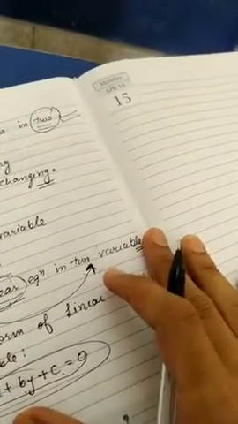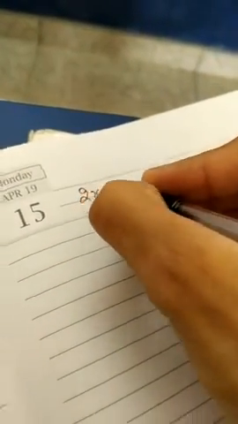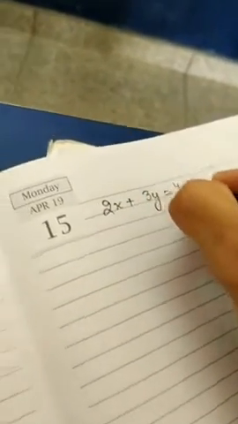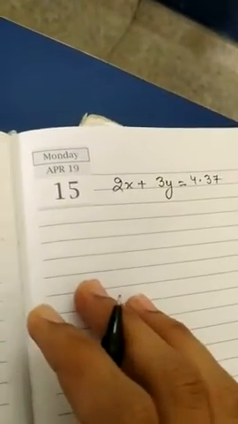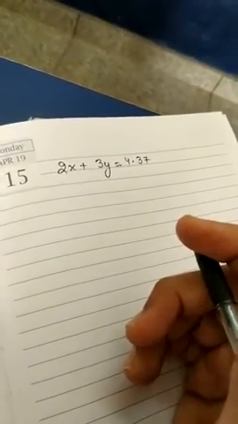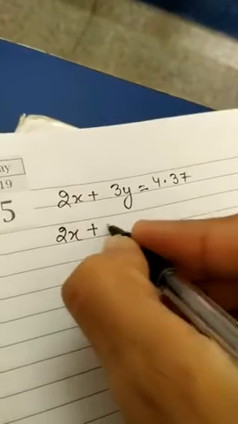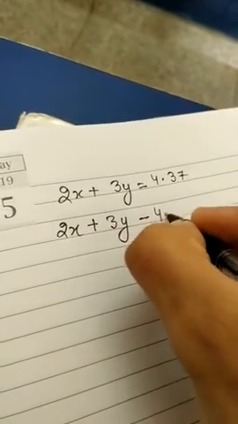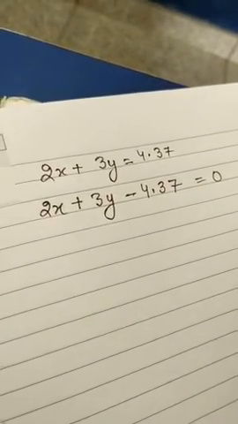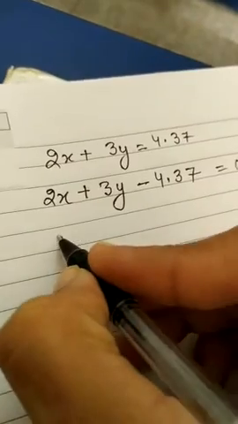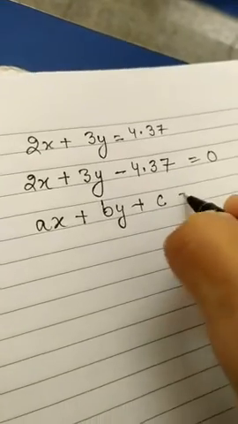So let us do one example. 2x plus 3y is equal to 4.37. If we want to write it in its general form, 2x plus 3y minus 4.37 is equal to 0. So write the general form ax plus by plus c is equal to 0.